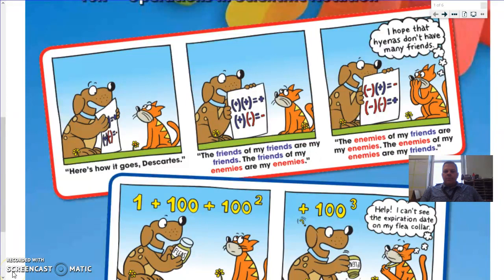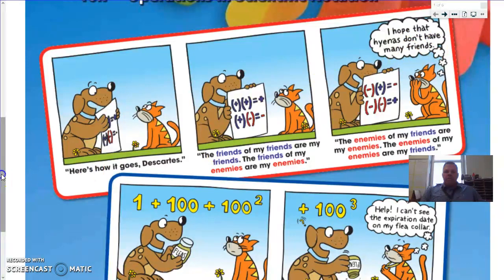Our first cartoon of the day is, here's how it goes, Descartes. The friends of my friends, which is the positives and the positives, are my friends. So a positive times a positive equals a positive, which we know. The friends of my enemies are my enemies, so the positive times the negative is a negative. The enemies of my friends are my enemies, so a negative times a positive is a negative. And the enemies of my enemies are my friends, because negative times a negative is a positive. And you can see, I hope that hyenas don't have many friends.